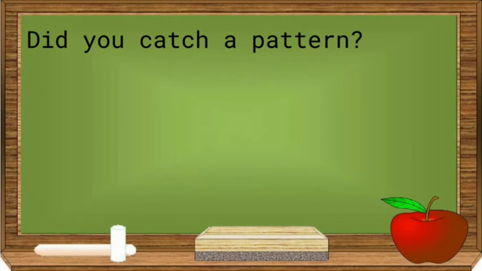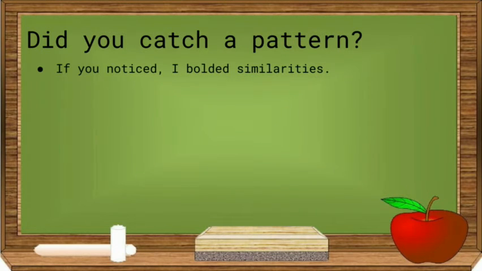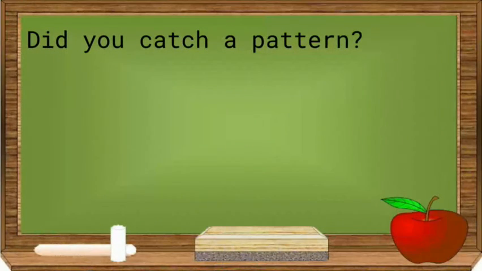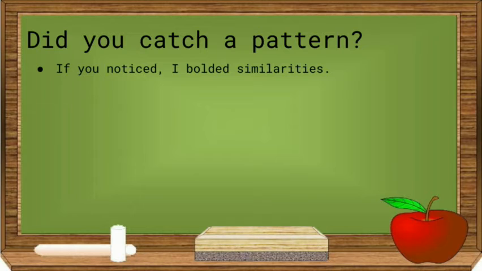Now, did you catch a pattern? I mentioned before that you can tell the gender of the word by the end of the word. You can tell the gender of a word by looking at the end. If you look back here for a moment, I highlighted un, and if you look at the end, I said un plátano, for example. I highlighted un, I highlighted the o at the end. If you look at una lámpara, I highlighted the una part, and the a at the end of lámpara, to indicate a pattern. So I bolded similarities.